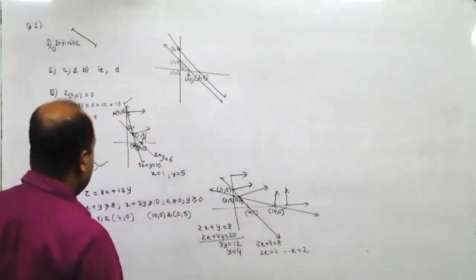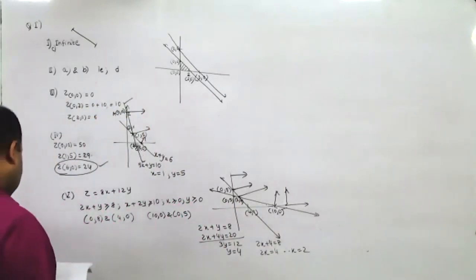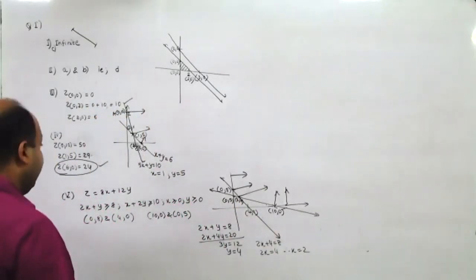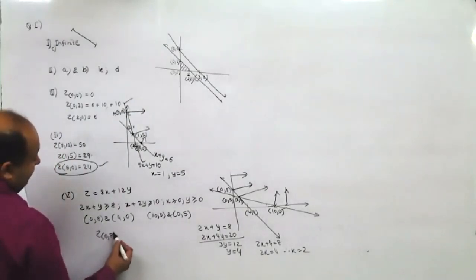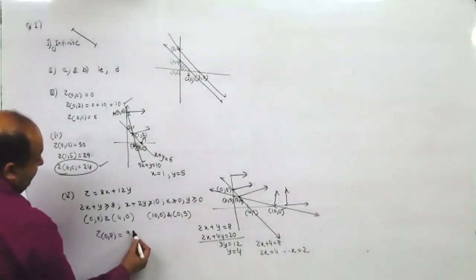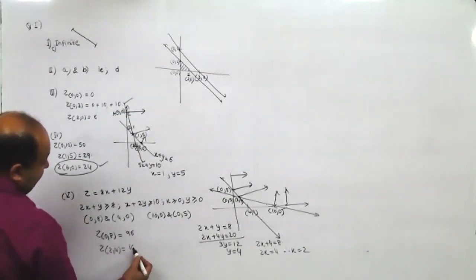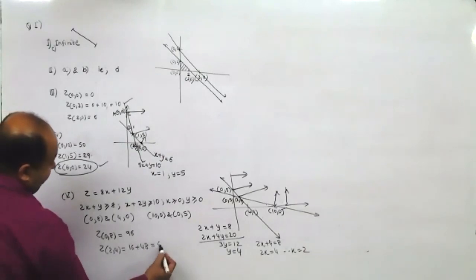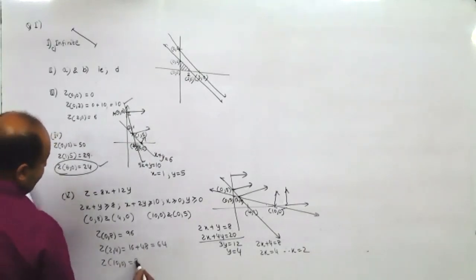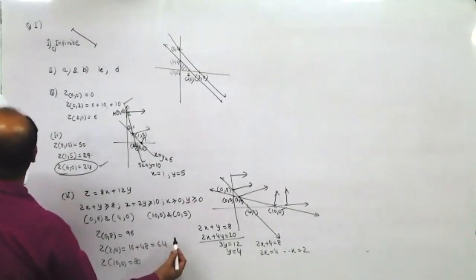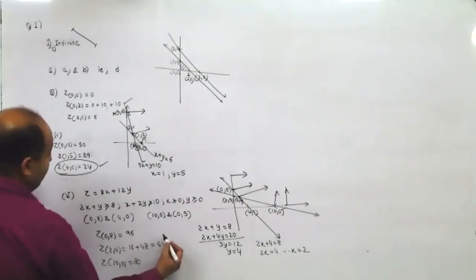It's correct. What is correct? We have to find which point is minimum, and so z at 0 comma 8 would be 8 into 0 plus 12 into 8, 96. Z at 2 comma 4 would be 8 into 2, 16 plus 48, so that would be 64, and z at 10 comma 0 would be 80. So this is the minimum value, is that right? Yes, sir. Yes.